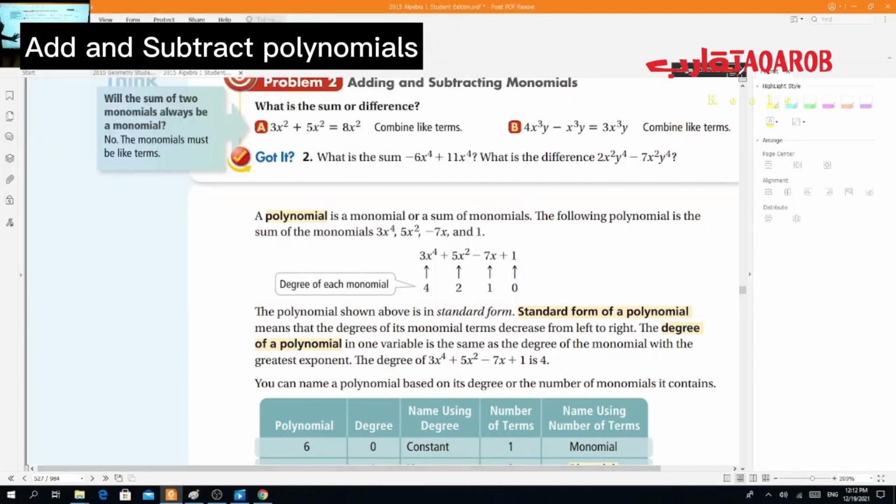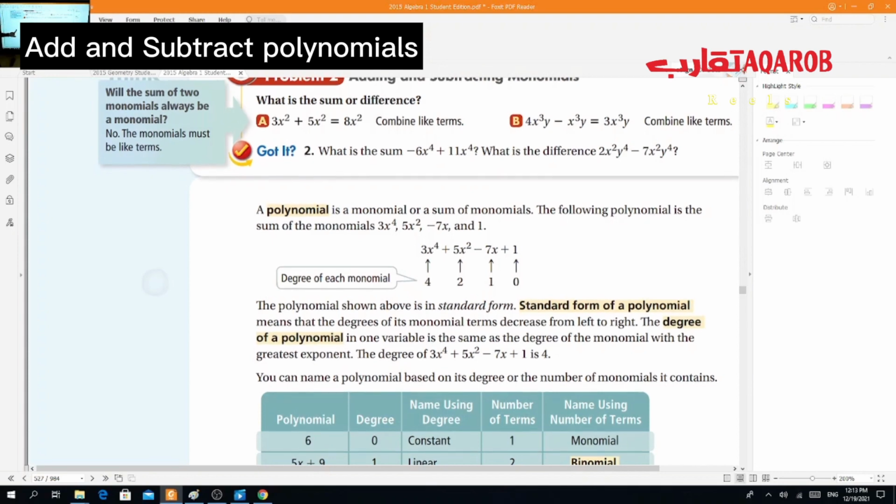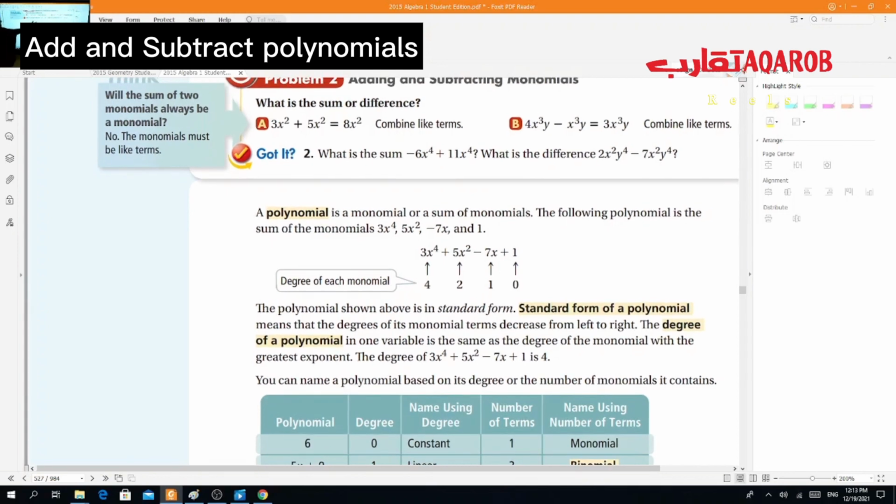I have actually, as you can see, 3x to the power 2 and 5x to the power 2. This is why we can add them. And we can do the same here. We can add negative 6 plus 11. It will be 5x to the power 4.